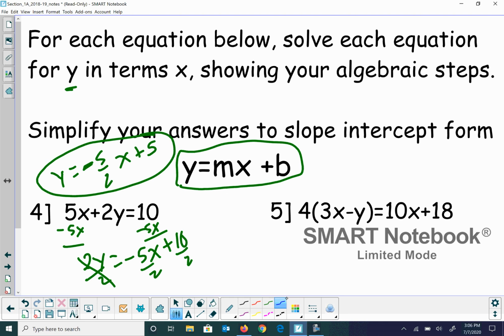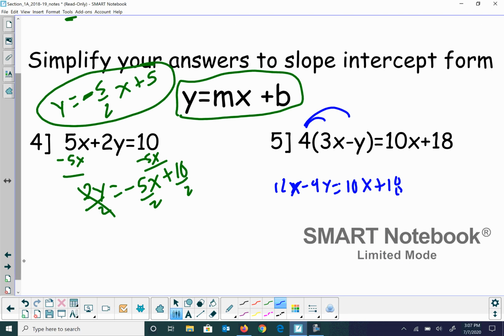Next problem. We want to do the same idea, and I know the smartboard is in the way, but I think we can still classify this. So I would distribute to get rid of the parentheses first. So I get 12x minus 4y equals 10x plus 18. And let's move this down a little bit so we can see it. Oh, look, we can see more of our answer.